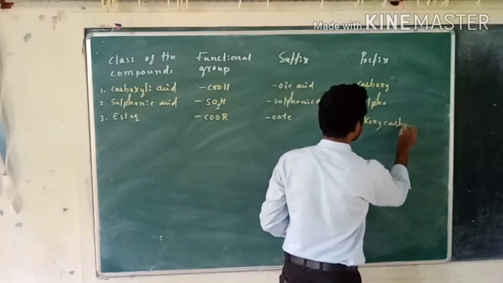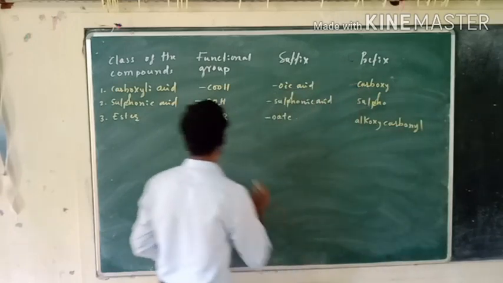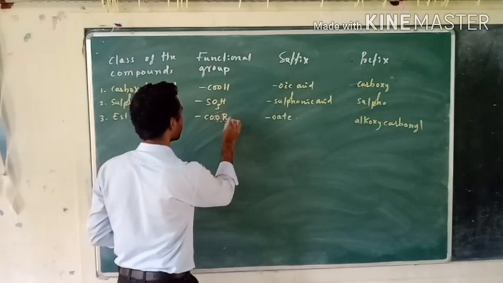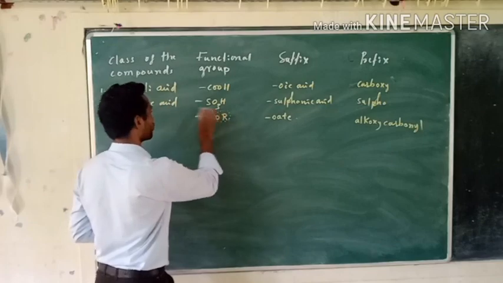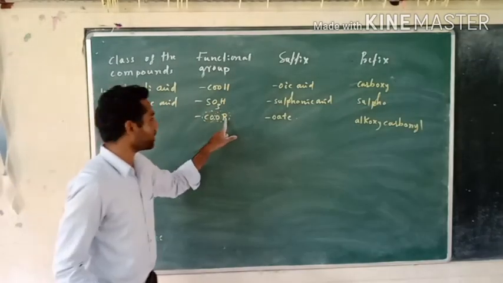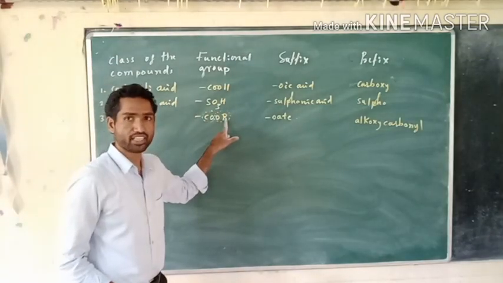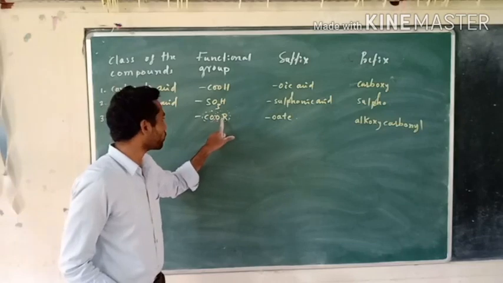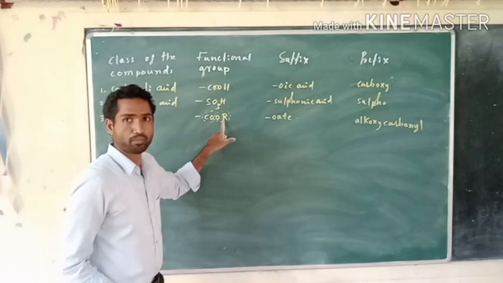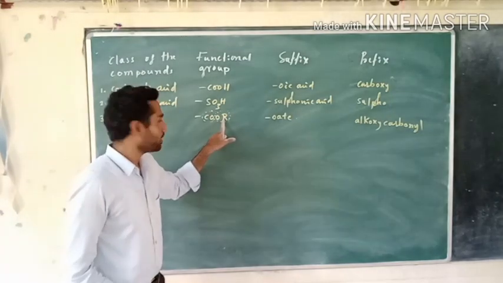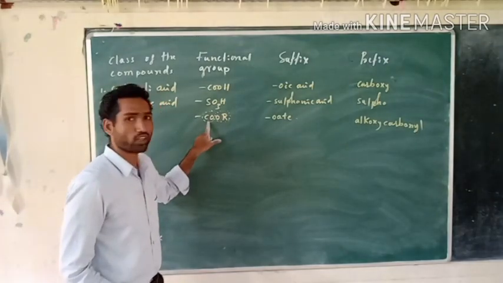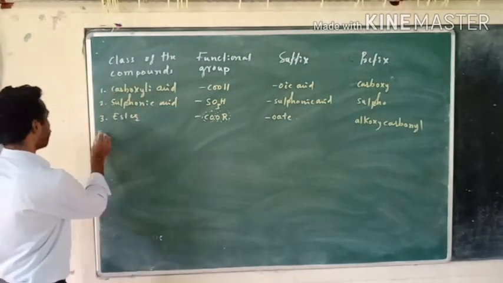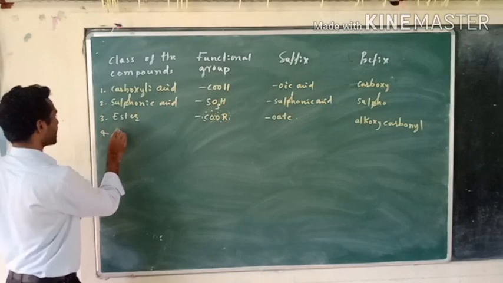Here this group is the alkoxy group, and this group is the carbonyl. Therefore I have to use them. For example, if R is a methyl group, CH3O, then I have to use methoxy, like alkoxy. So methoxycarbonyl is the prefix name. The fourth one is acyl halide.